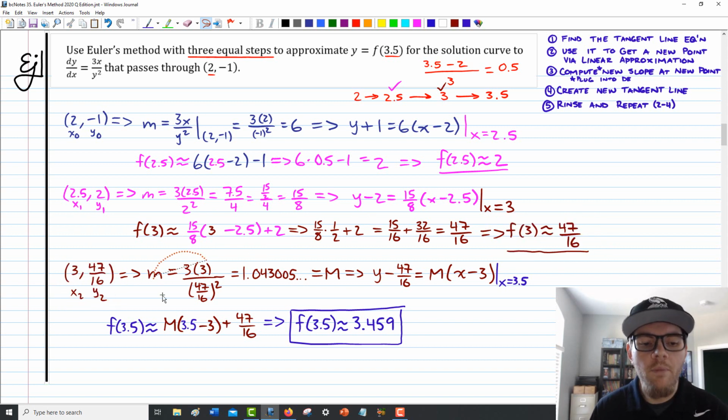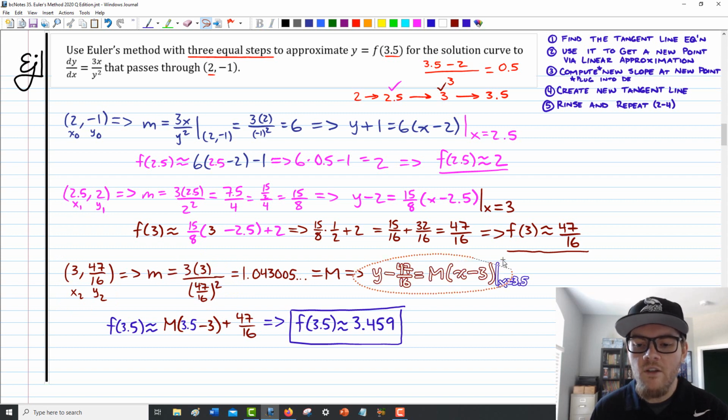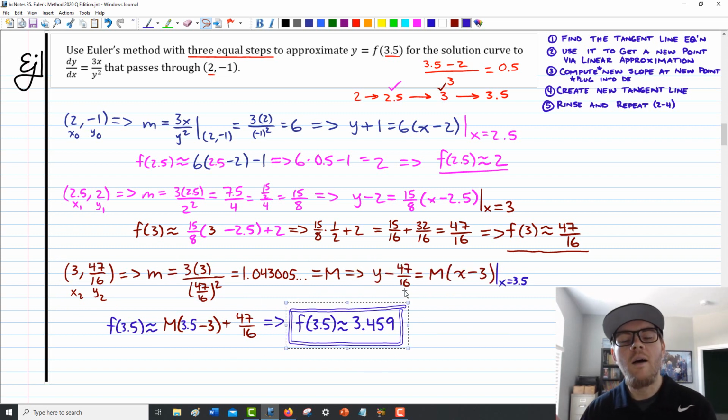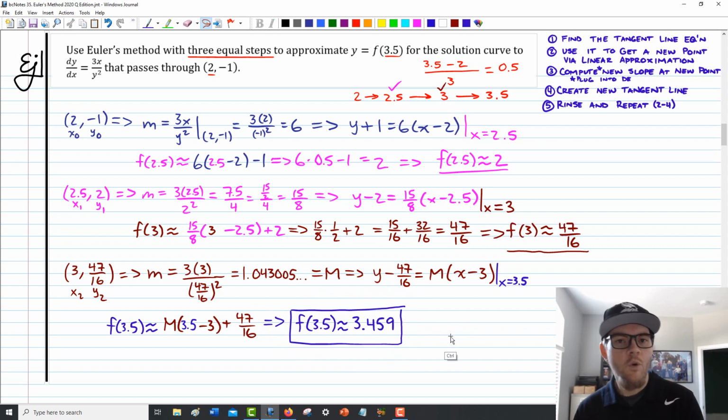That gave us a new point. We plugged it into the new slope. We used that new slope to create a tangent line. We plugged in the value, and we got our approximation. So that is Euler's method in itself. Tangent line, plug in, new point, tangent line, plug in, rinse and repeat. That's it. That is Euler's method.